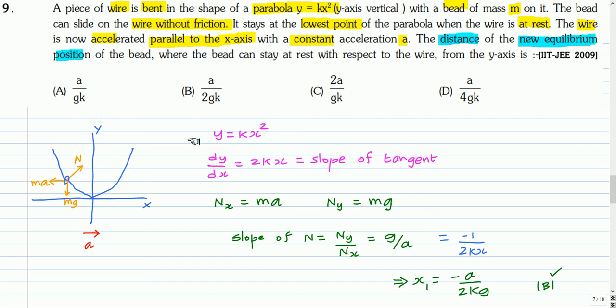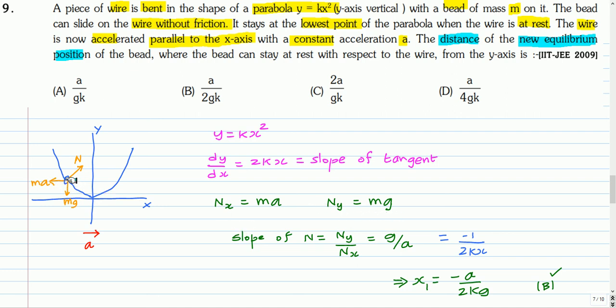in balance. The equation of parabola is y equal to kx square. By differentiating, we get dy by dx as 2kx, and dy by dx of a curve is the slope of the tangent to the curve. And since this normal reaction is balancing the other two forces, the x component of normal reaction should balance with the x component of these two, that is just ma, and the y component of normal reaction should balance the y component of these two, that is mg.